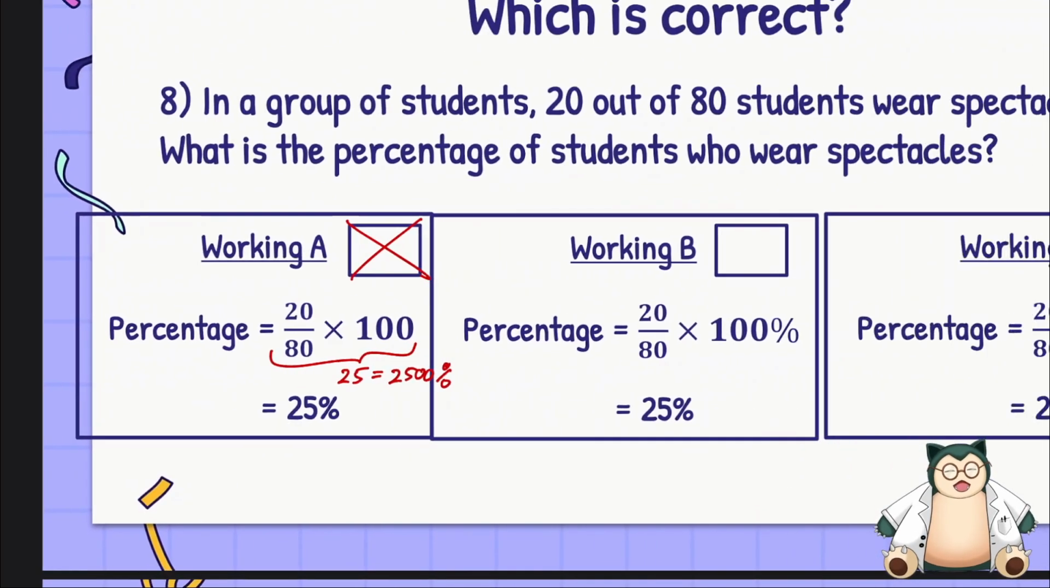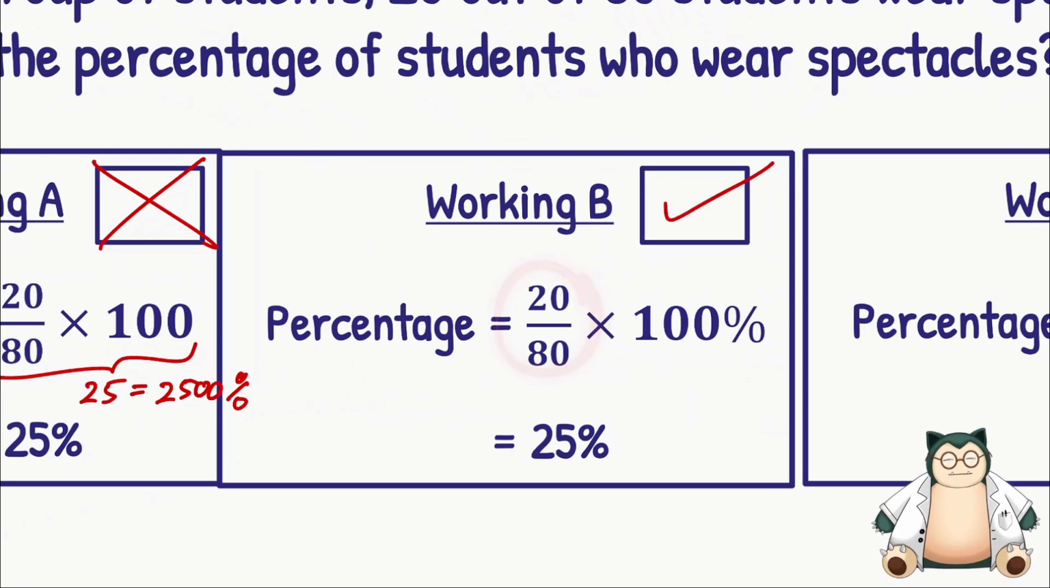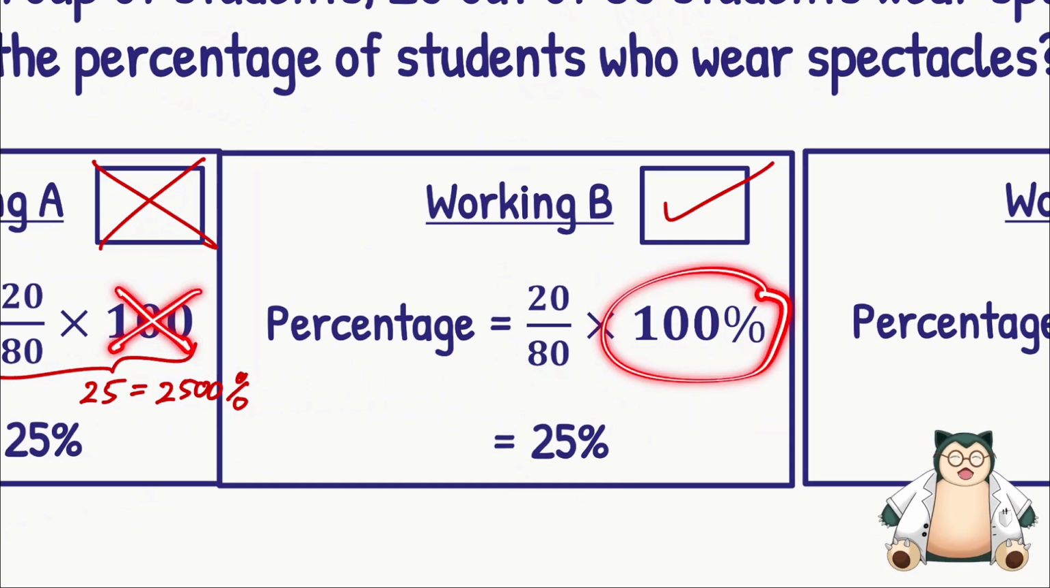Alright, instead what you can do is working B over here. You can write it as 20 over 80 multiplied by 100% to express it as a percentage. And then in your calculator, you just type in 100 without the percentage symbol, and that will give you a number of 25. Then in your final answer, you just put 25%. So this is the correct way of writing, where instead of multiplying by 100, we multiply by 100%. Okay, is that clear, everyone?